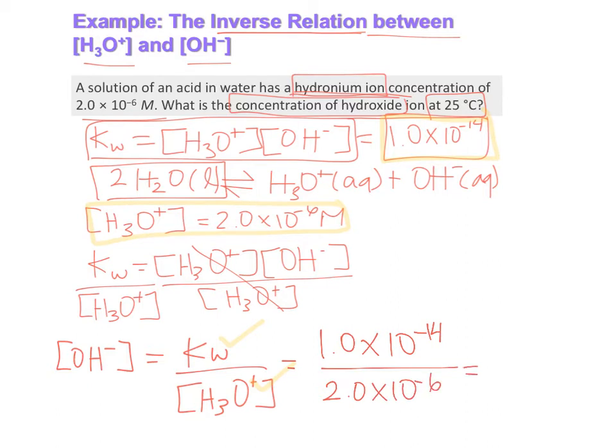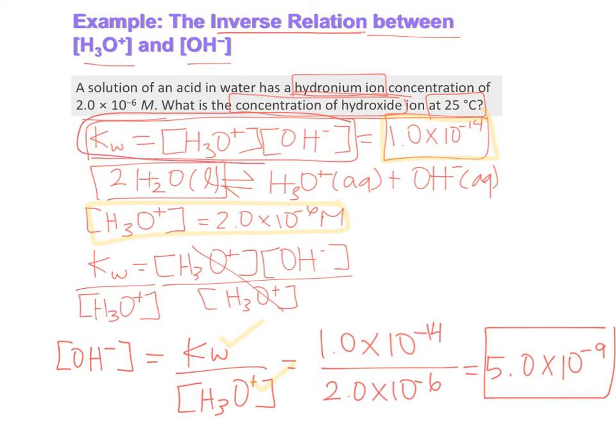And then what you should get from this is 5.0 times 10 to the negative 9th. So that is our concentration of our hydroxide ion. And you can go back actually and double check and plug this in to here along with your hydronium, and you would end up getting the 1 times 10 to the negative 14th.